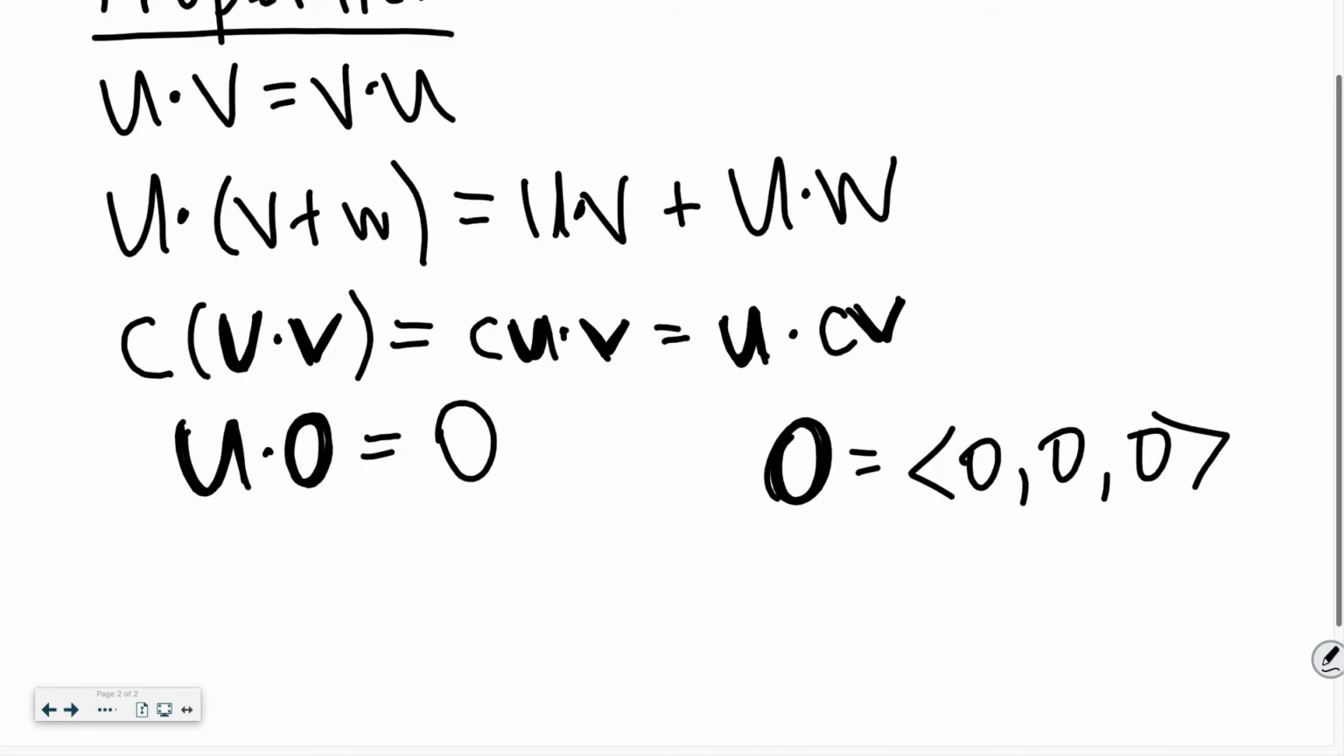Okay, here's the most important: V dot V is the magnitude of V squared.